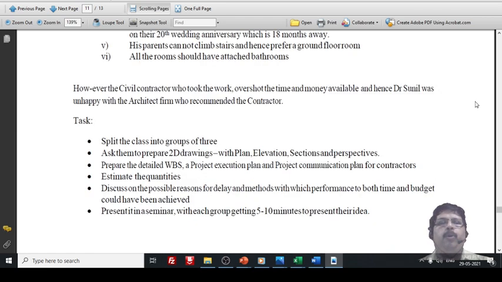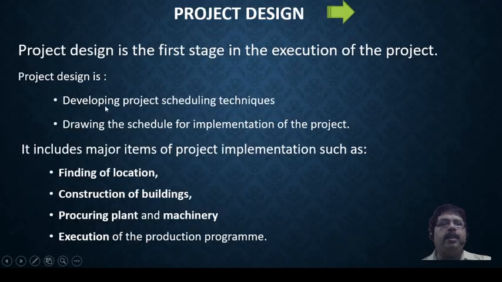Then we have to prepare a work breakdown structure, project execution plan, communication plan, and estimates of the quantity, which we can do with the Gantt chart. Like that we have to do this. That is what we call developing a scheduling technique. So these are the concepts we are learning in project design and future concepts.